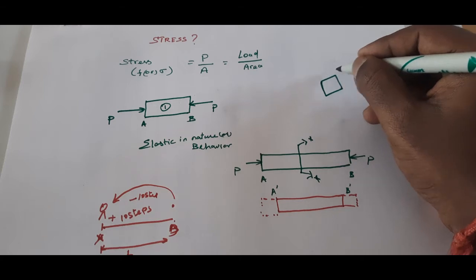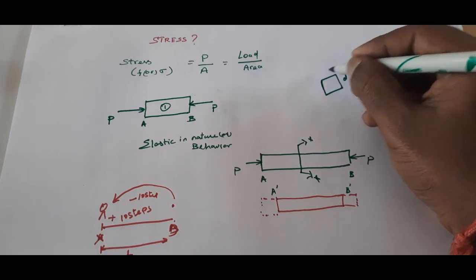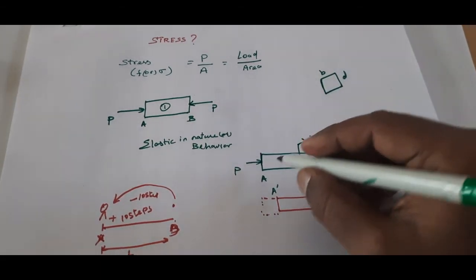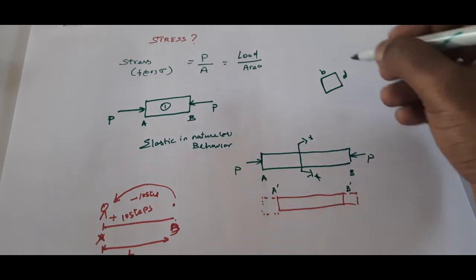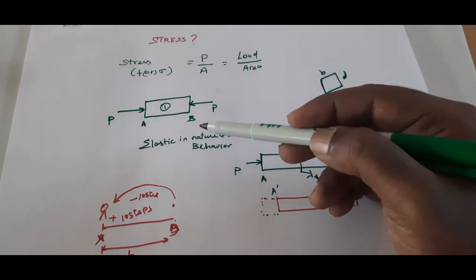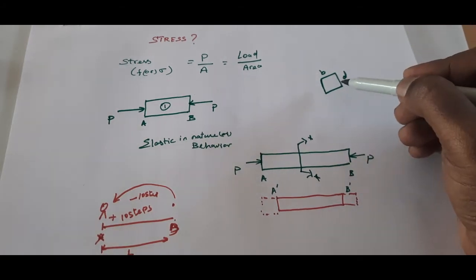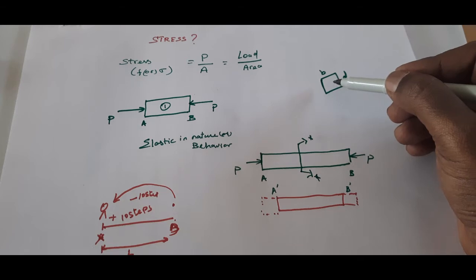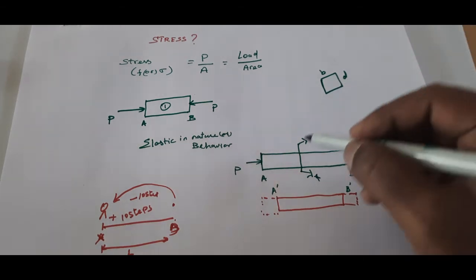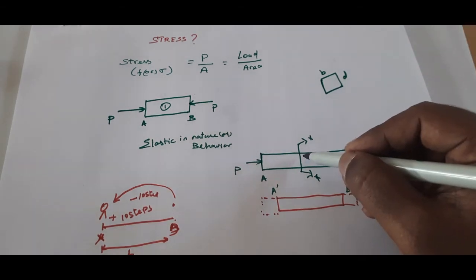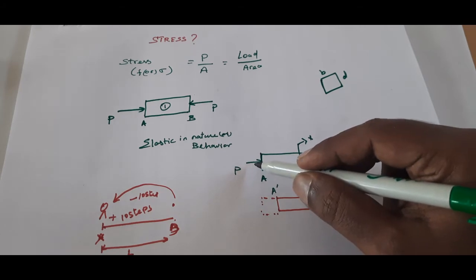Let me say this is a rectangular bar with D and B. What happens is, while I apply the load, due to the elastic behavior, I already told you it is elastic in nature, some internal resistance is being created. Here the internal resistance is created in the direction opposite to P.